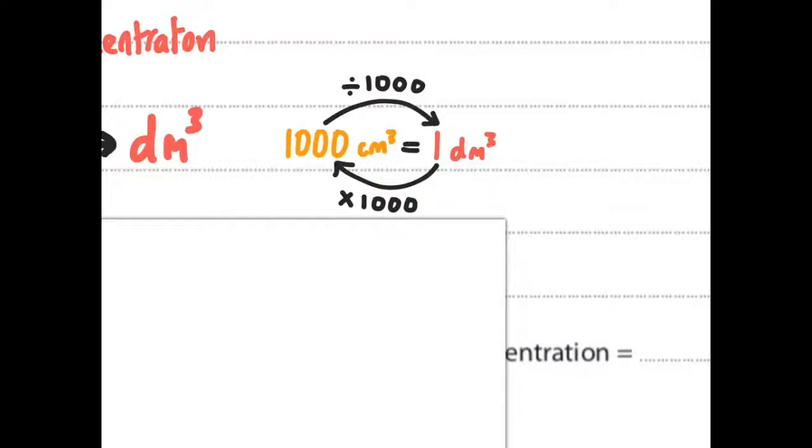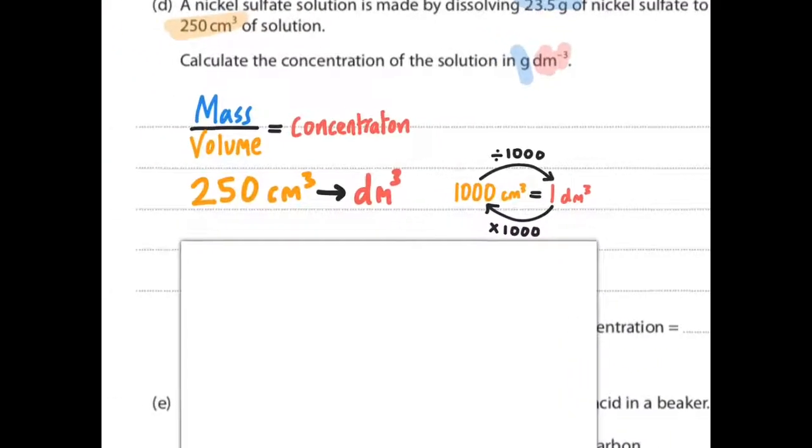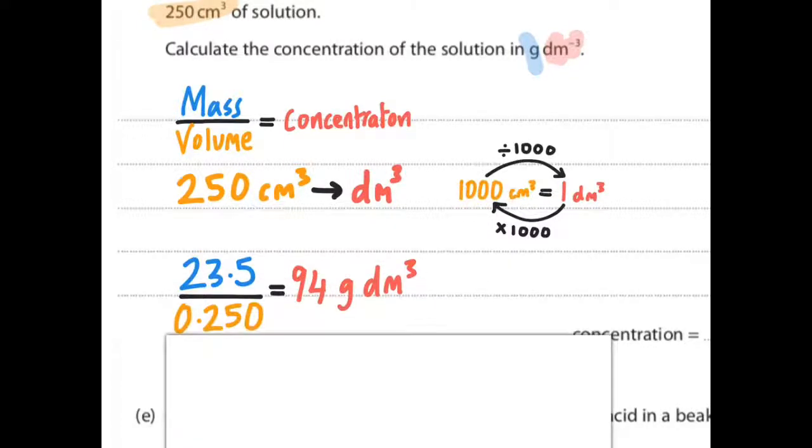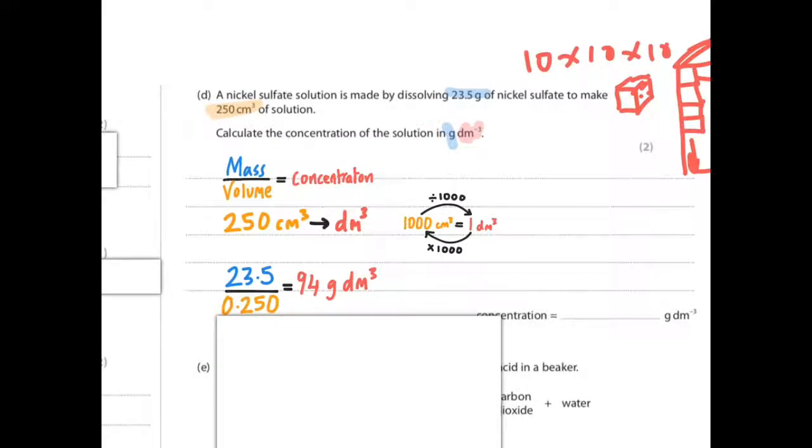So in other words, to convert to decimeter cubed from centimeter cubed, you just divide your number by 1,000, and to convert the other way, you times by 1,000. So what are we trying to do here? Well, we're trying to convert from centimeter cubed to decimeter cubed. So we divide by 1,000, and when you do that, you get 0.250. The rest is easy, we're just substituting the figures in. So mass is 23.5 divided by 0.250 equals 94 grams per decimeter cubed. Oh, I forgot to write the little minus there.